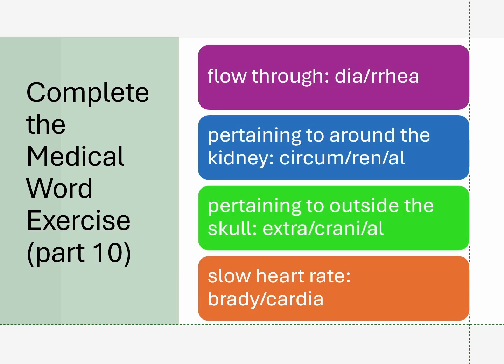The answers: flow through is diarrhea. Pertaining to around the kidney, circumrenal. Pertaining to outside the skull, extracranial. Slow heart rate, bradycardia.